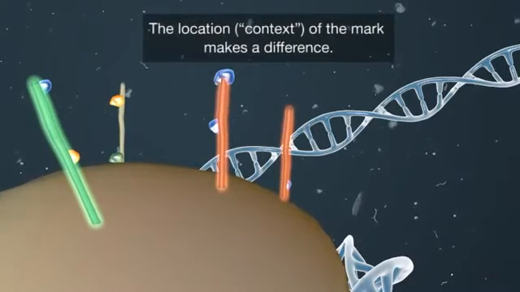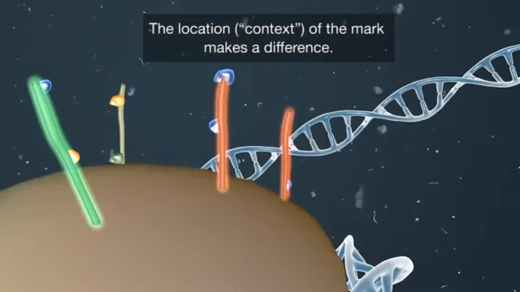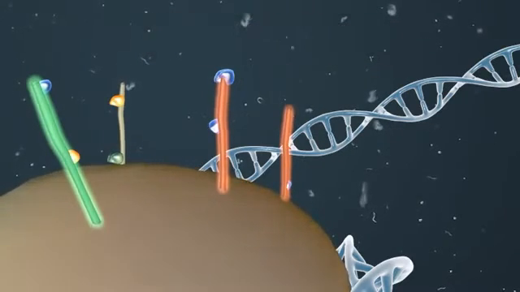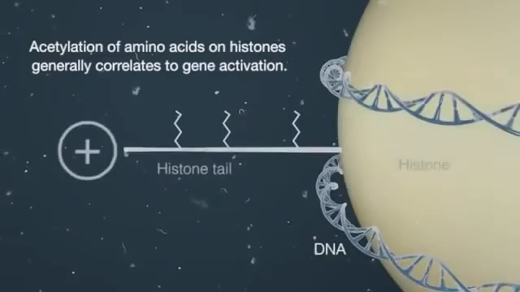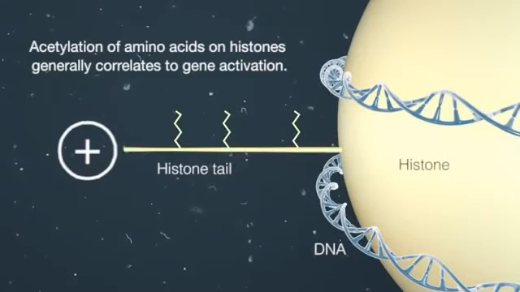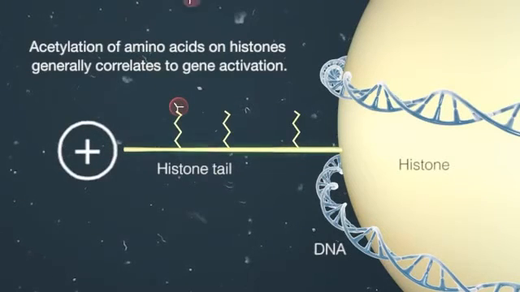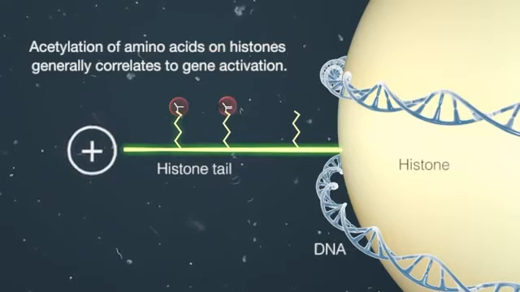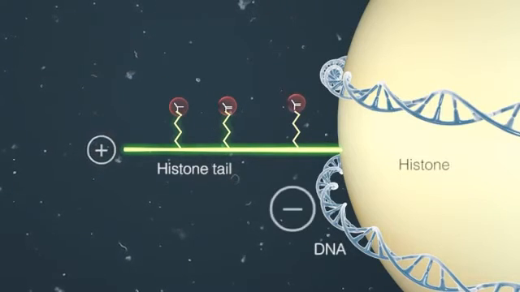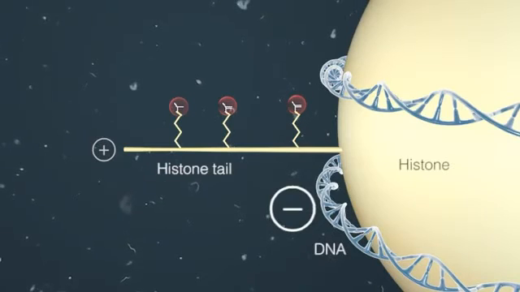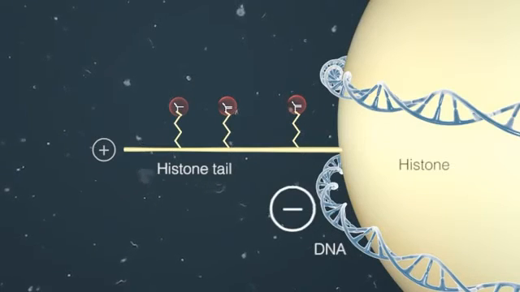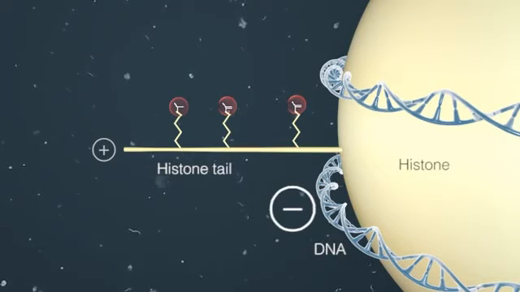While dozens of different histone tail modifications are possible, in this animation we will focus on just 2 important examples, acetylation and methylation. Acetylation of amino acids on histones generally correlates to gene activation. Acetylation reduces the positive charge of histone tails and repels them from the negatively charged DNA backbone in the packed nucleosome. This modification causes a slightly more open chromatin structure.